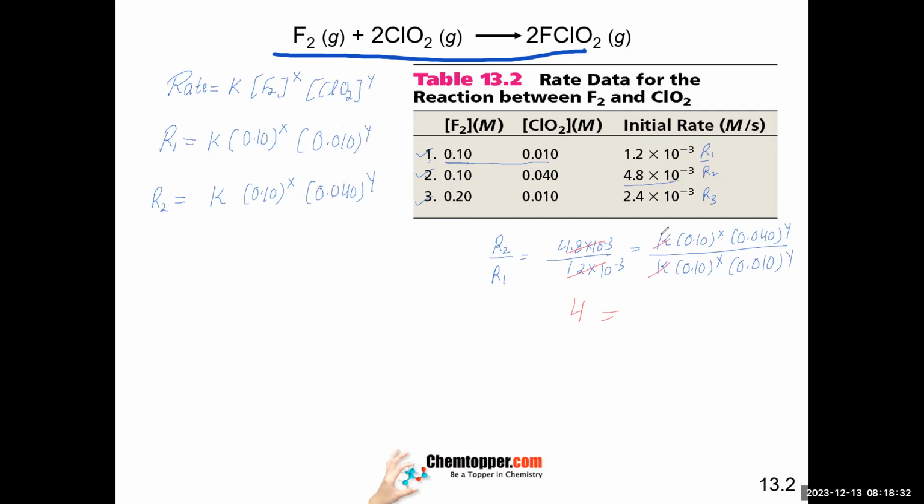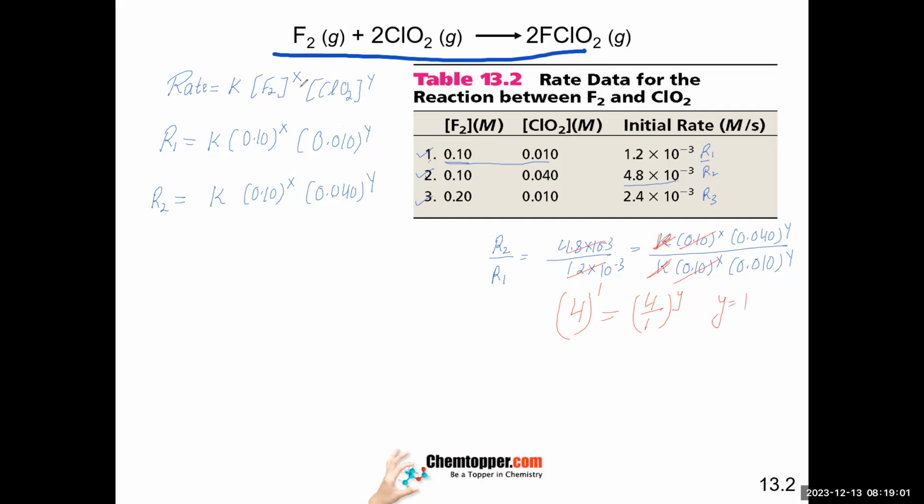K cancels. K is the rate constant. Remember, it has a constant value. It can be changed only by changing temperature. K is cancelled. Is this cancelled? Yes. So there is no X. We are left with Y. Can I write it like 4 over 1 raised to power Y? So what is Y? Y is 1.